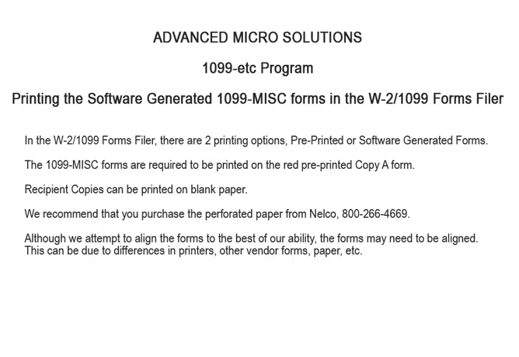The 1099 miscellaneous copy A forms are required to be printed on the red pre-printed forms. The recipient copies can be software-generated on blank paper. We recommend that you purchase the pre-printed forms or preferred blank paper from Nelco. Their phone number is 800-266-4669. Although we attempt to align the forms to the best of our ability, the forms may need to be aligned. This can be due to differences in printers, other vendor forms, paper, etc.